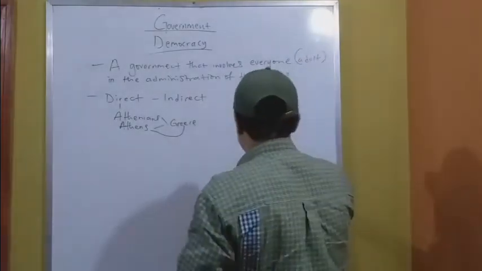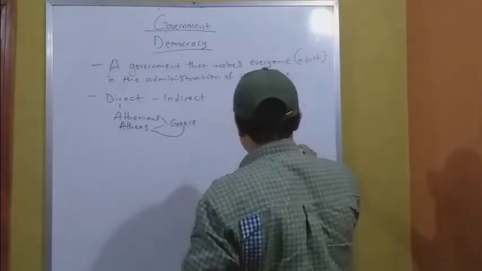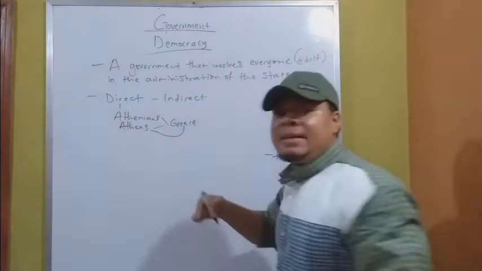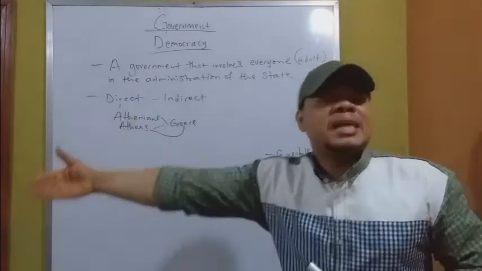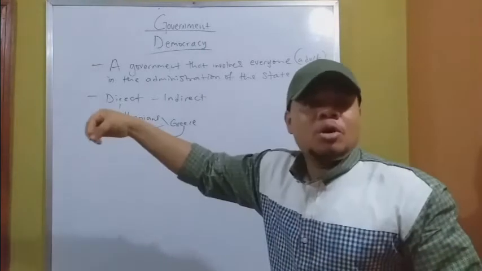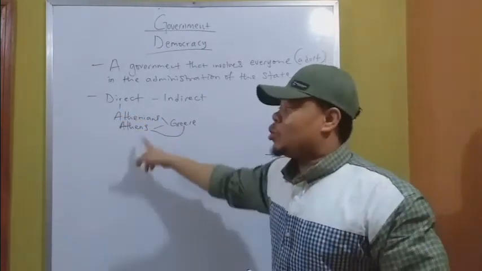When something is no longer feasible, it means it is not achievable. Are we together? Direct democracy is no longer feasible because due to the large societies that we now have, it is impossible for everybody to gather in one place.